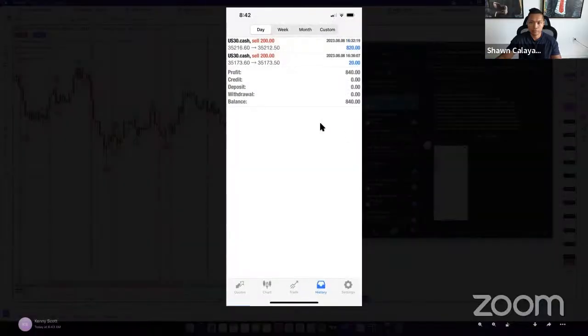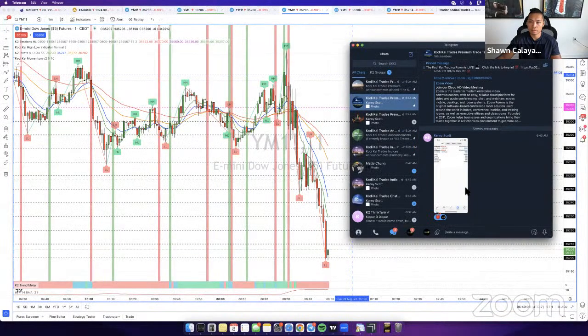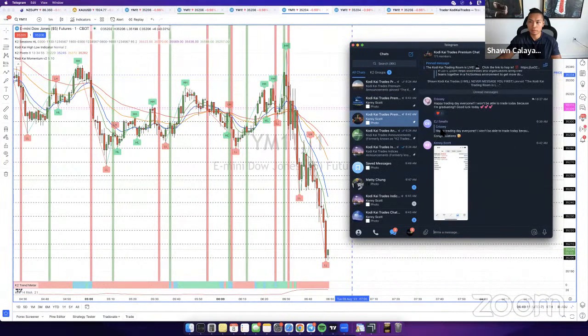All right, we got some profit over here from Kenny. Kenny took the liquidity push earlier, total profit of 840 for the day. Nice work, Kenny. So solid profits right there from Kenny.